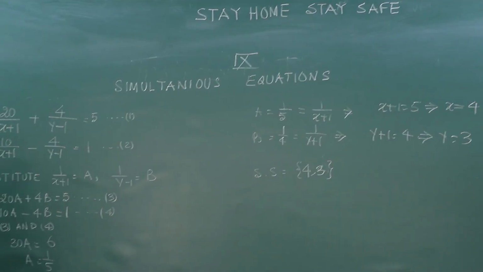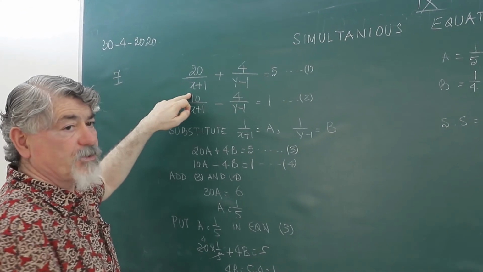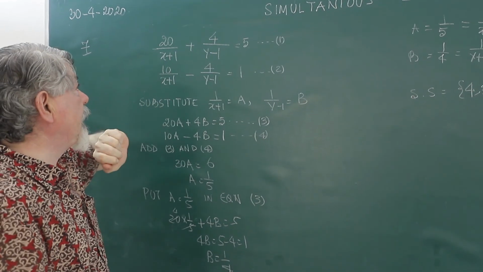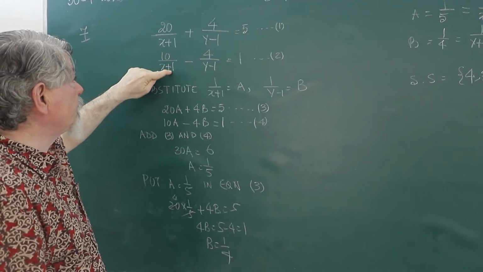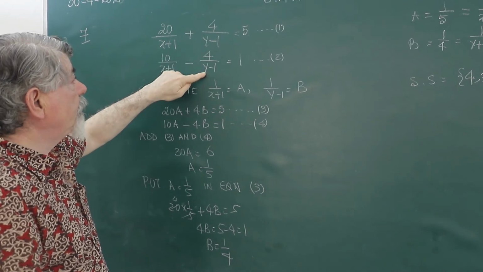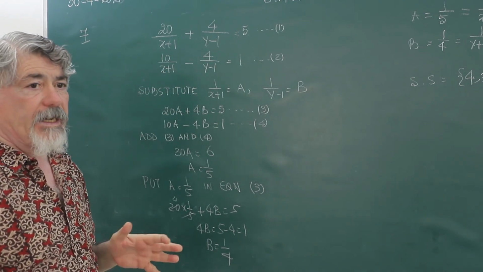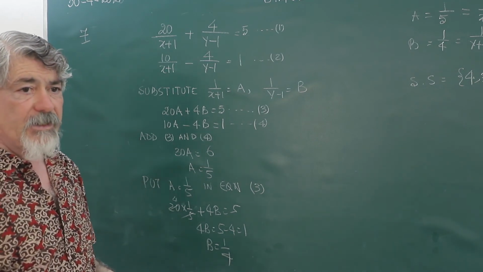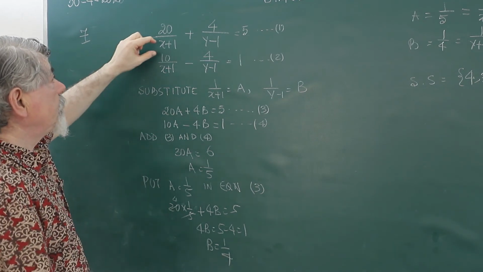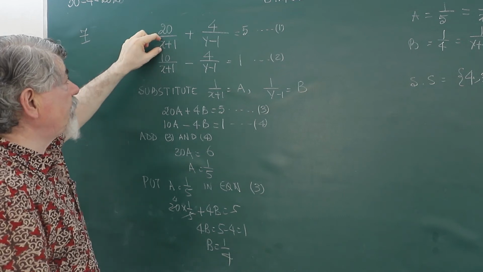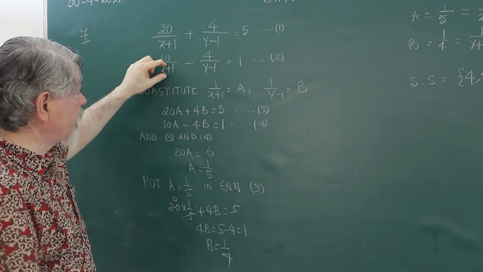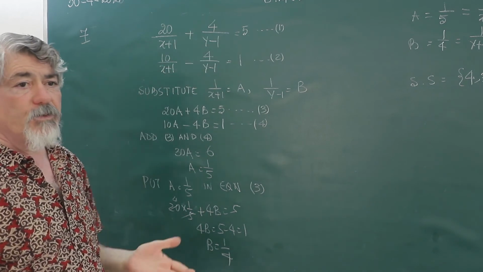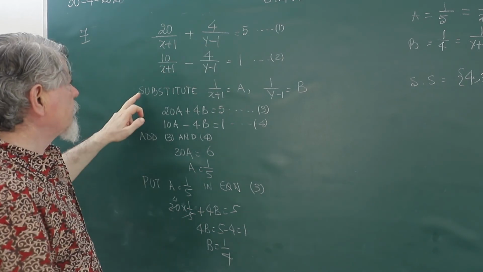Next question in the series is 20 upon (x plus 1) plus 4 upon (y minus 1) is equal to 5. 10 upon (x plus 1) minus 4 upon (y minus 1) is equal to 1. I have discussed from question number 1 to question number 7, now we are at this one. The denominators have to be the same, like it is x plus 1 here, x plus 1 here. It is y minus 1, y minus 1. Then only we can apply this method.